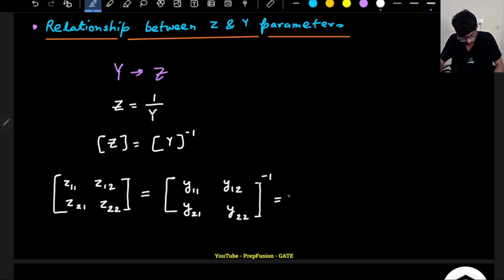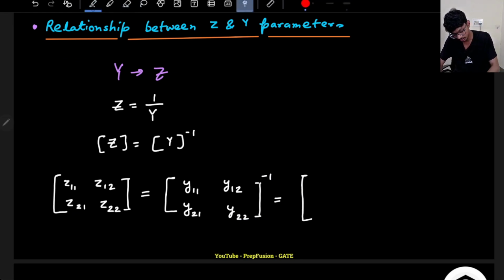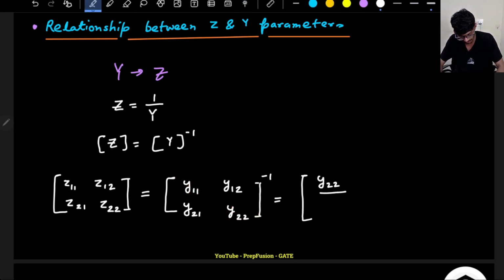Now we have learned how to take the inverse. I have already taught you the inverse. So this will be basically what? The main diagonal elements will be swapped. So it will be y22, and of course I have to divide by the determinant of the matrix, delta y. And for the off diagonal elements, the sign will change. This will be minus y12 over delta y, and minus y21 over delta y, and this will be y11 over delta y.